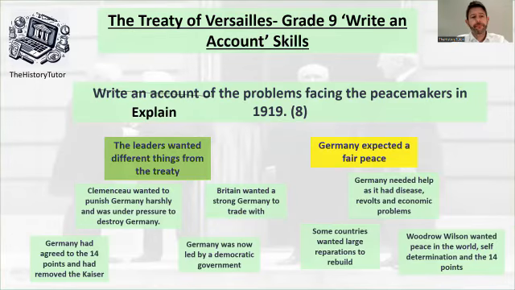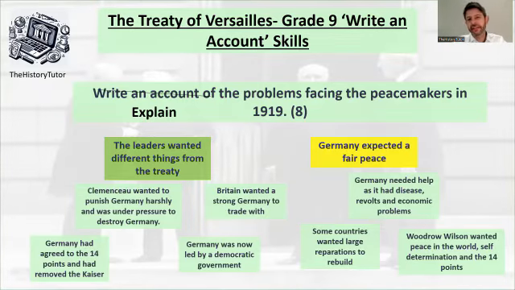I've gone with the leaders wanted different things from the treaty, and Germany expected a fair peace, because I think there's more things to explain around these, and they're easier examples. I've listed some examples, some ideas underneath. Have a look at them. Can you see which ones would attach to which? We'll move them around in a moment on the screen. Which ones would attach to which idea as a plan and a set of ideas? Maybe have a pause and see if you can work it out.